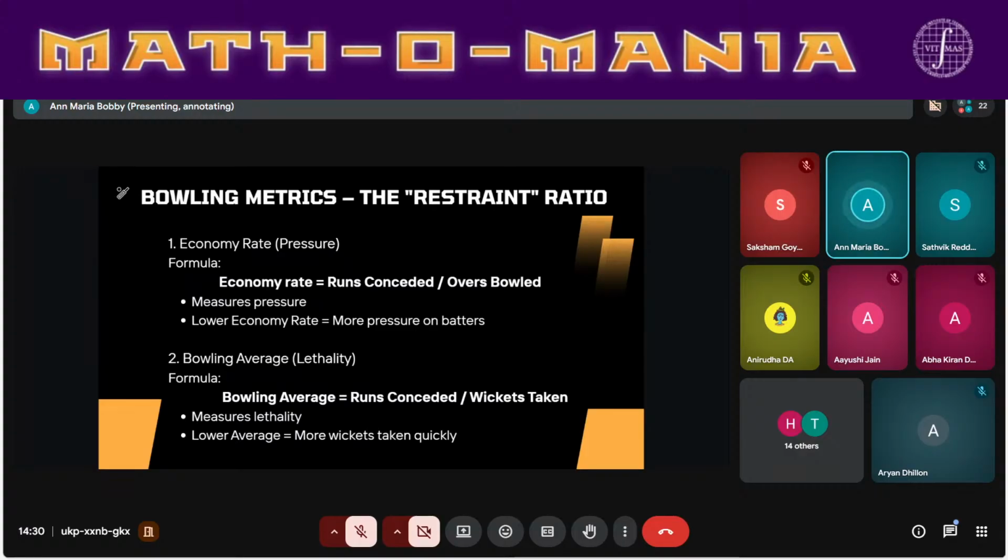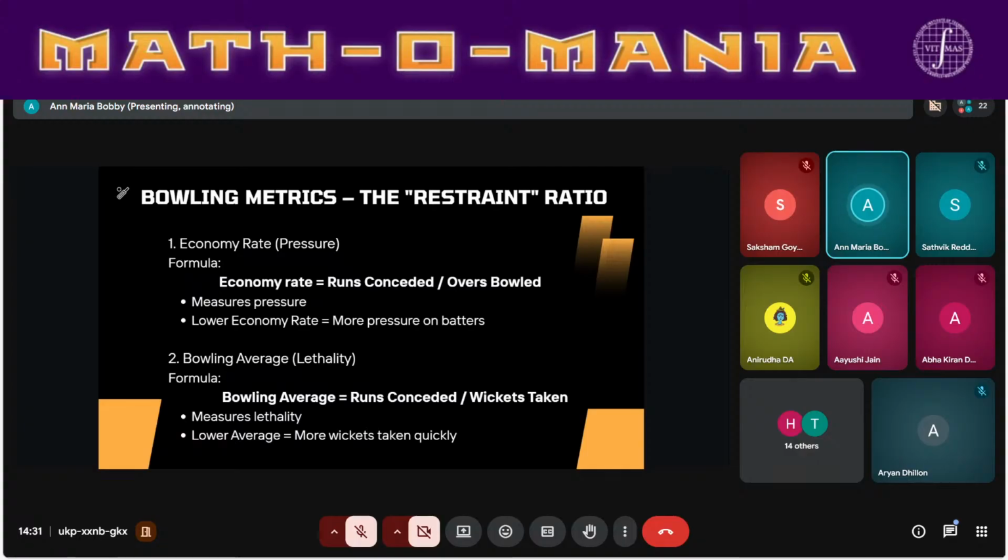So we can say that if the bowling average is below 20, then it's considered a pretty good bowling average, and if it's 20 to 25, it's a fine, decent bowling average. If it's 25 to 30, then it's average, and above 30 is less effective. Since we are considering it in terms of wickets, the fewer the wickets taken, the higher the bowling average. So that will be less effective.